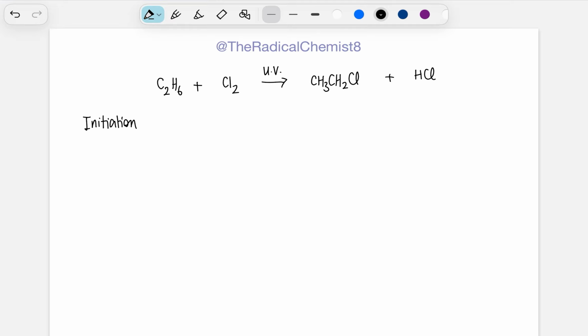In this case, your mechanism would involve initiation. During initiation, you're always going to be breaking the Cl-Cl covalent bond. Remember, there's a pair of electrons there. And when you're showing me the movement of one electron in a mechanism, you have to draw a single-headed arrow. So in this case, one electron is going to go to this chlorine, the other electron is going to go to this chlorine. And this will form 2 Cl radicals. So this is homolytic bond fission.